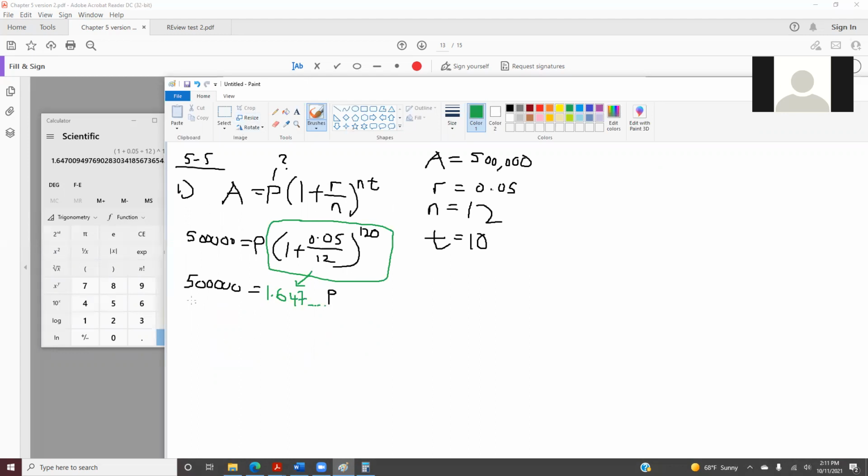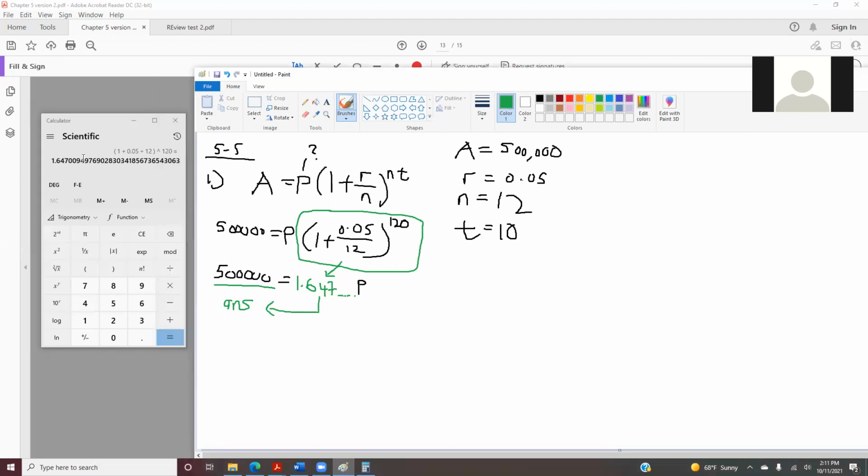And then after that, you have to divide this with him, right? If you guys did this, you can use your ANS button so you don't have to type all these decimals in there. And yes, you cannot round. This is the one that a lot of students get wrong in your homework, because they round to 1.647. You have to type in all the decimal places in here.